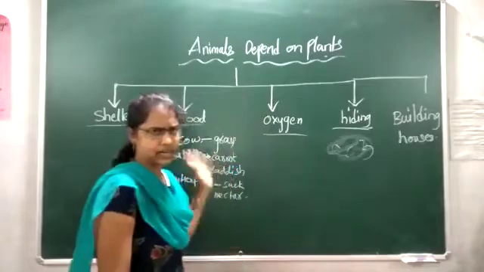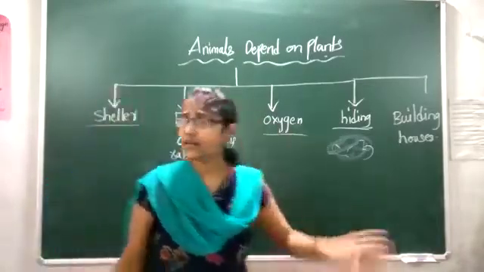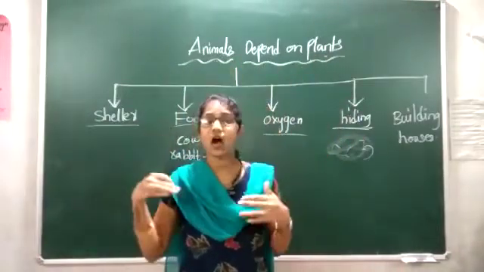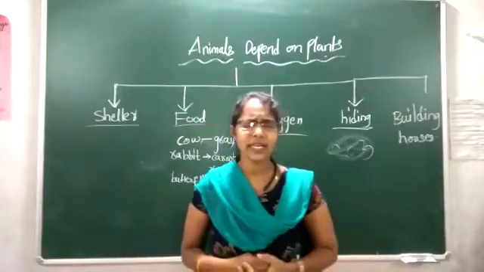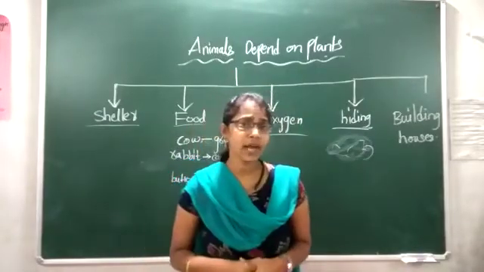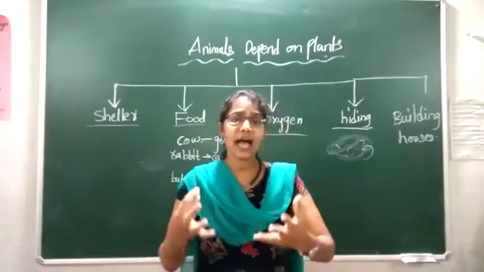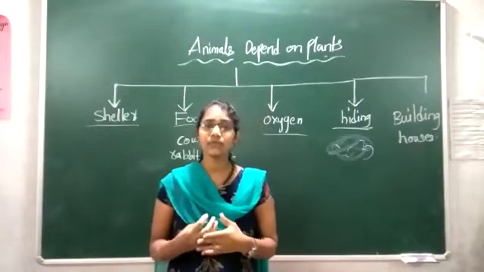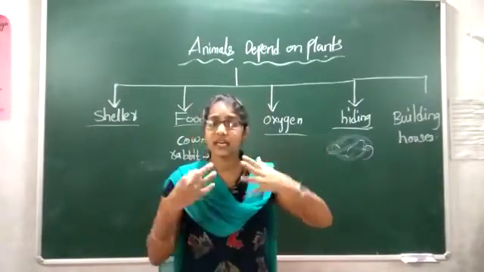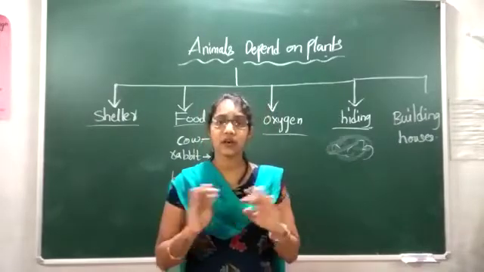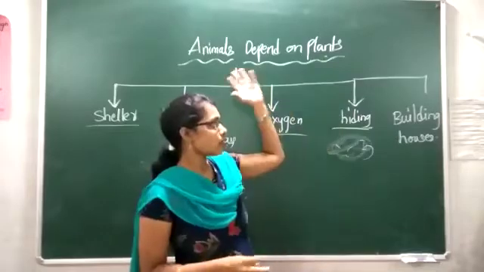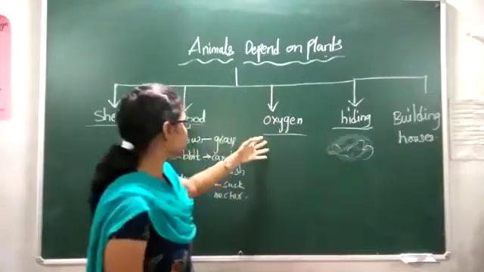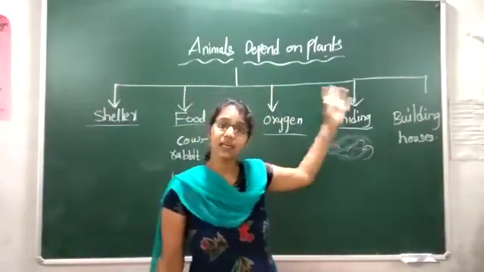Yes, what are these, children? These are all the ways how animals depend on plants. So tell me, children, can animals survive without plants? What will happen if all the trees are cut? Animals cannot survive without the plants, because in these ways animals are depending on the plants: for shelter, for oxygen, for food, and also for building houses.